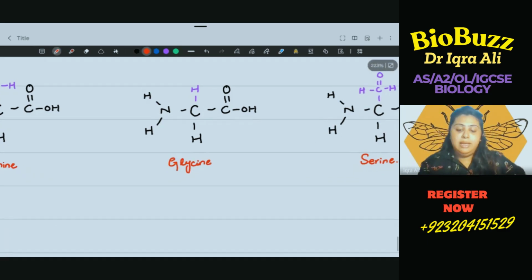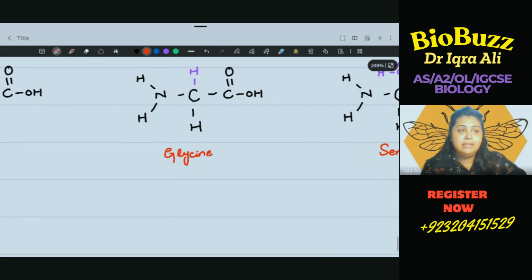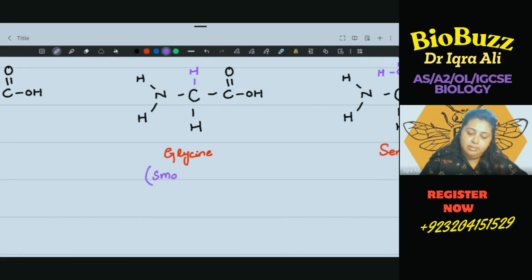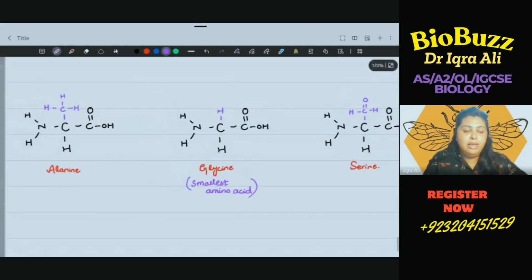Glycine is the smallest amino acid among the 20 amino acids. Glycine is the smallest one, is the smallest amino acid.